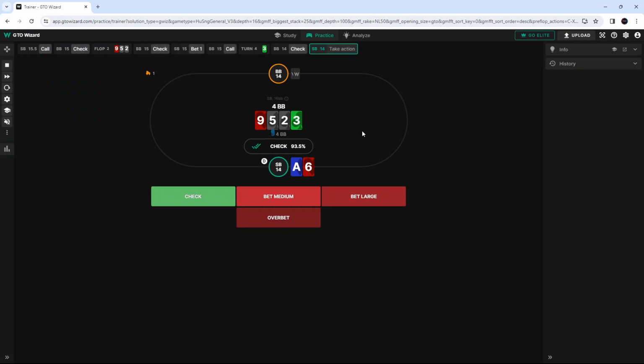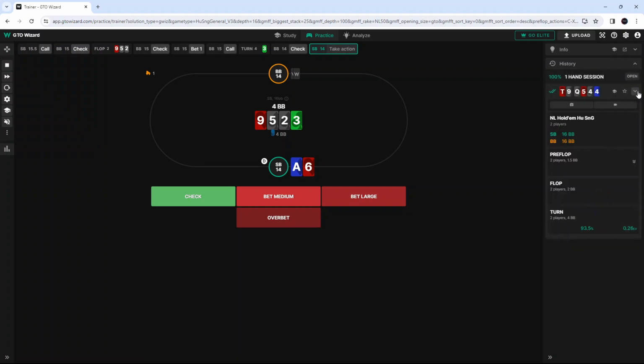And we see this is the sizing it wants to take, in general with the double clicks there. Okay. If we wanted to see this, look, it wants to check 93% of the time. And if it did bet, not betting too huge in general, just mainly checking, seems good.